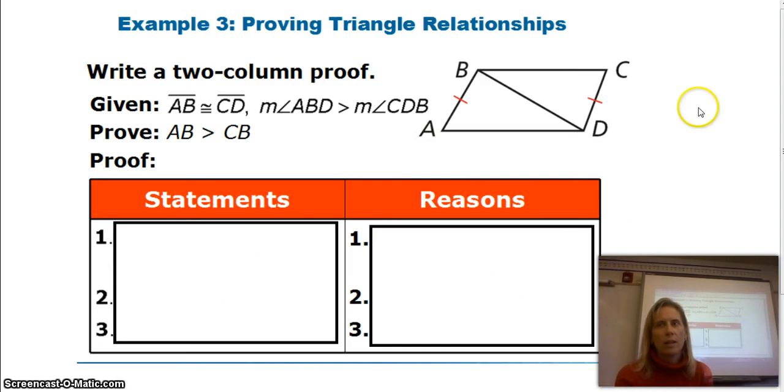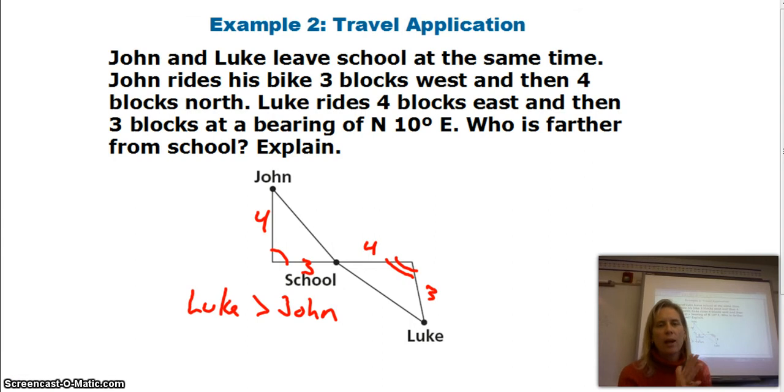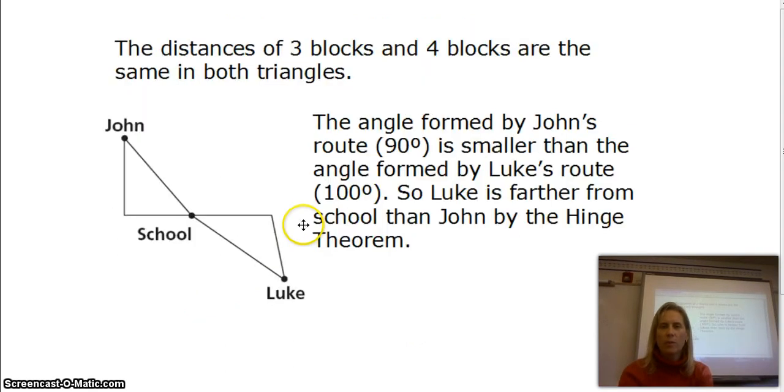Would we have to use a protractor for that or something? How do you find the 100 degrees versus the 90 degrees? John goes 3 blocks west and then 4 blocks north, you're traveling west and then north, making a 90-degree angle, right? But Luke goes 4 blocks east and then he goes north, which would be 90, but 10 degrees east, so you're adding 10 degrees to your 90 and you end up with 100. Okay, but we're almost out of time, so we don't have time to draw it.